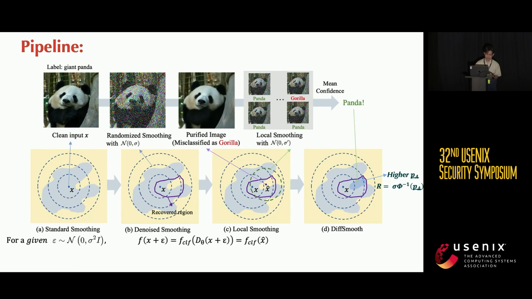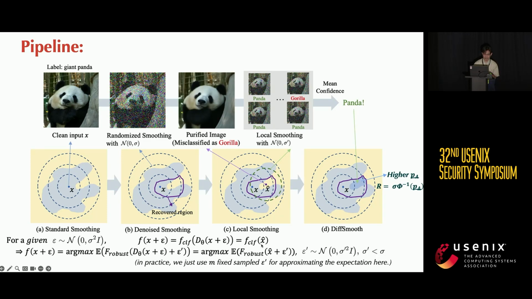So formally, originally for a given epsilon sampled from Gaussian distribution, this formulation is for the denoised smoothing. And what we do is first smooth the X hat here with another distribution. And since we need a second smoothing here, we still require the base classifier to be trained with Gaussian augmentation.